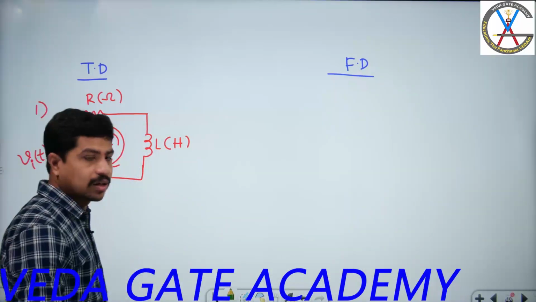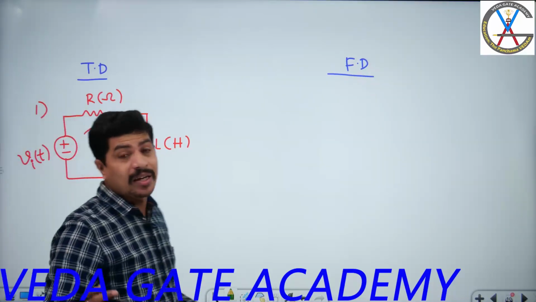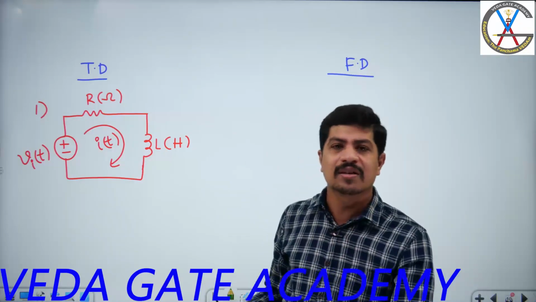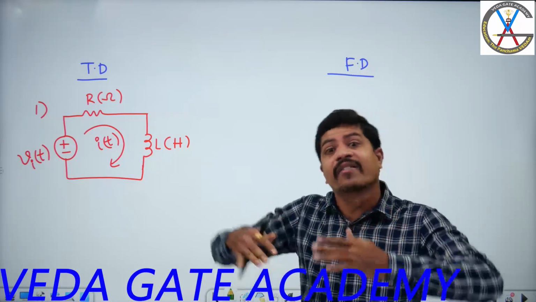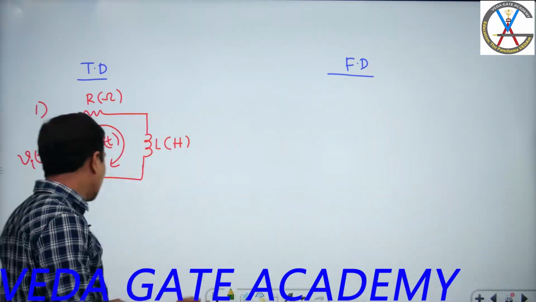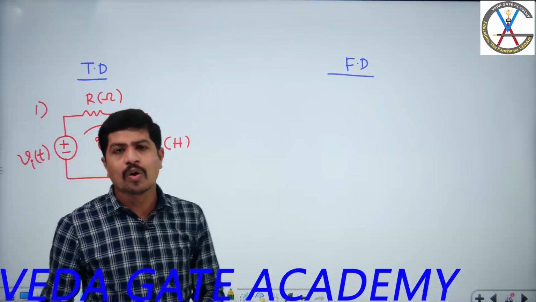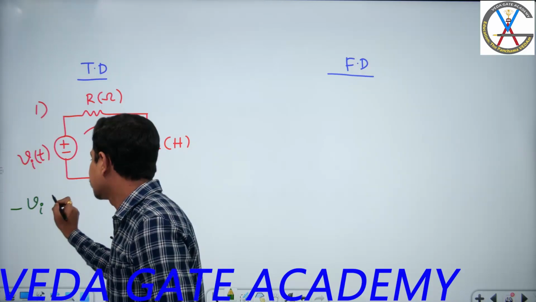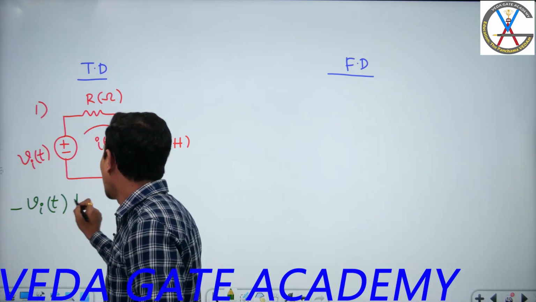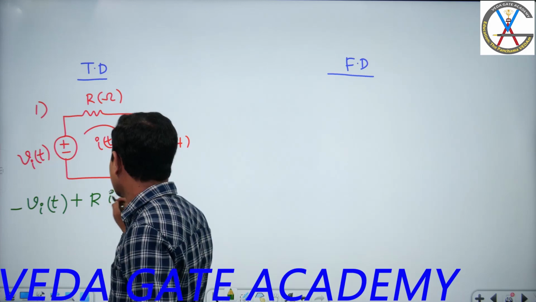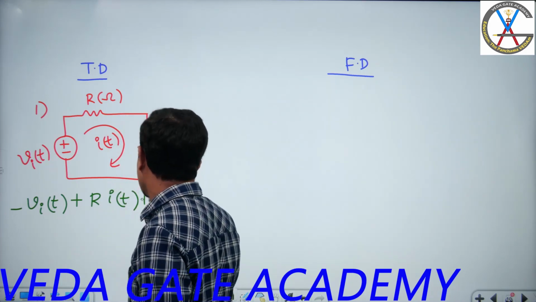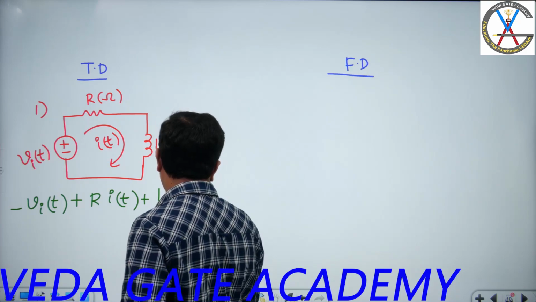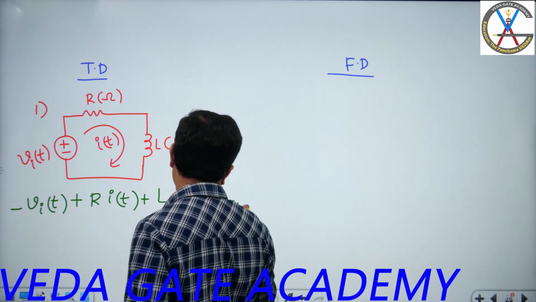Many beautiful things. Now for a mathematics student, he knows differential equation as a differential equation, but we are going to understand differential equation in a different way. Let's write its KVL. All of you know how to write KVL. Minus Vi of t plus R into I of t plus L di of t by dt is equal to 0.